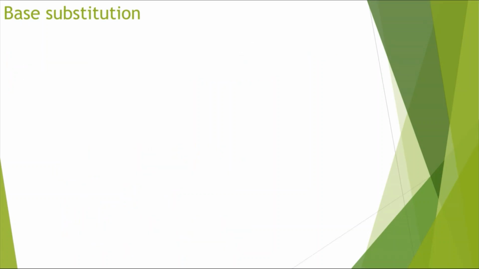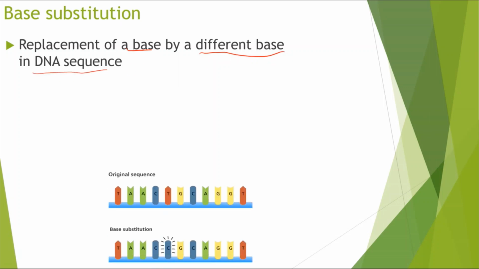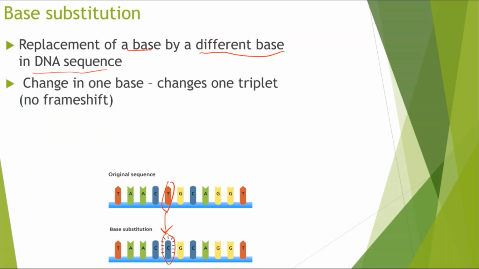Now looking at the final type, which is the base substitution. In this, there is a replacement of a base by a different base in the DNA sequence. Looking at the actual sequence, we have TAA, CTG, CAG, and GT, but for a T, we have swapped it with a C. So we have swapped T with a C, so it's just a single change.